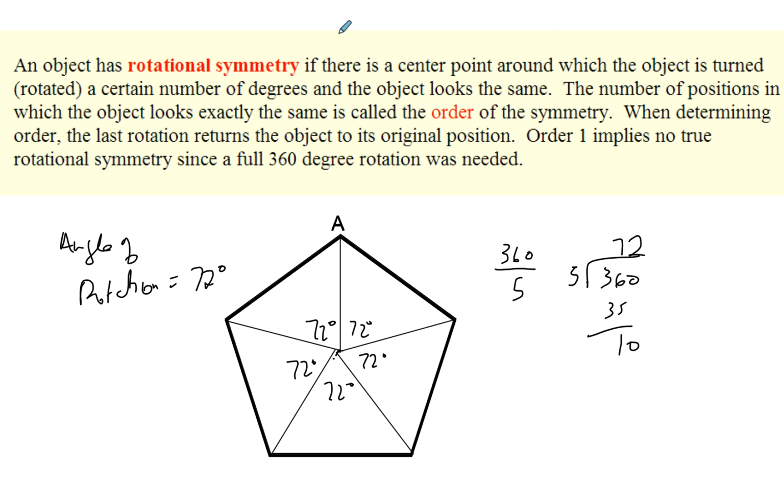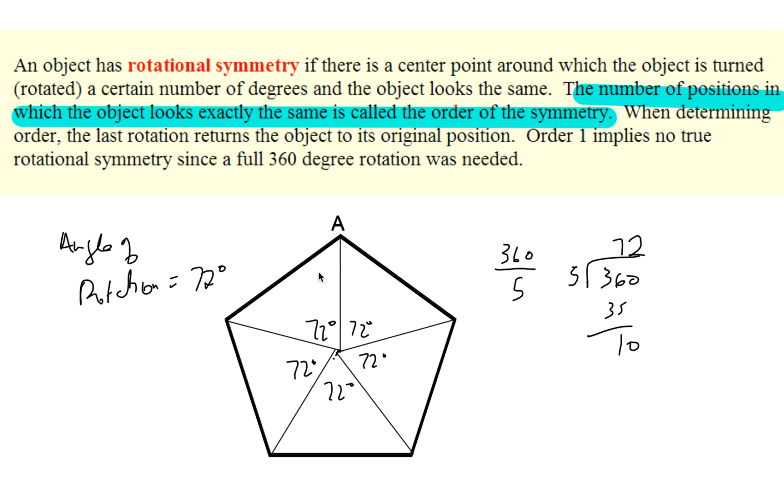Now there's another thing here that is very curious. There's a word that says order, and it says the number of positions in which the object looks exactly the same is called the order of symmetry. So how many positions will this object look the same? Well, how many 72 degree rotations did I need to do for the object to look the same? It looks like I needed to do 5, so the order is 5. The number of positions in which the object looks exactly the same is called the order of rotation.